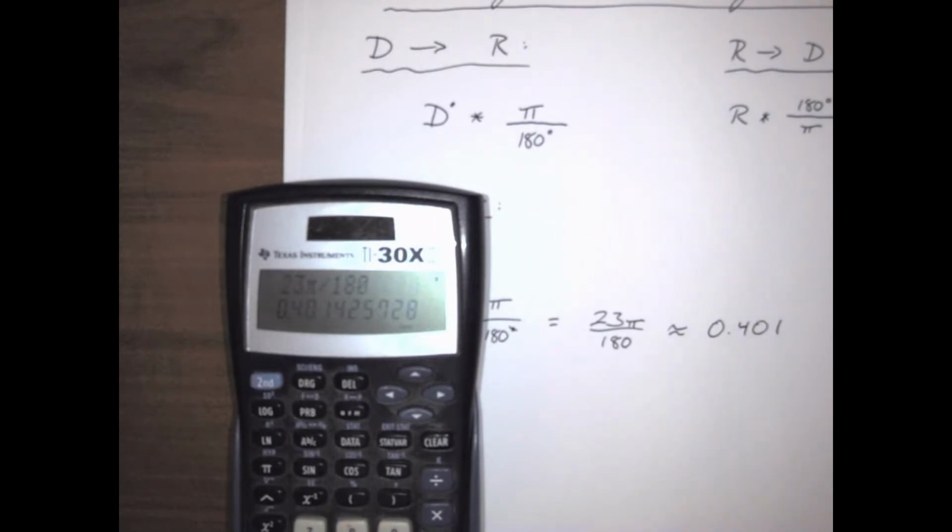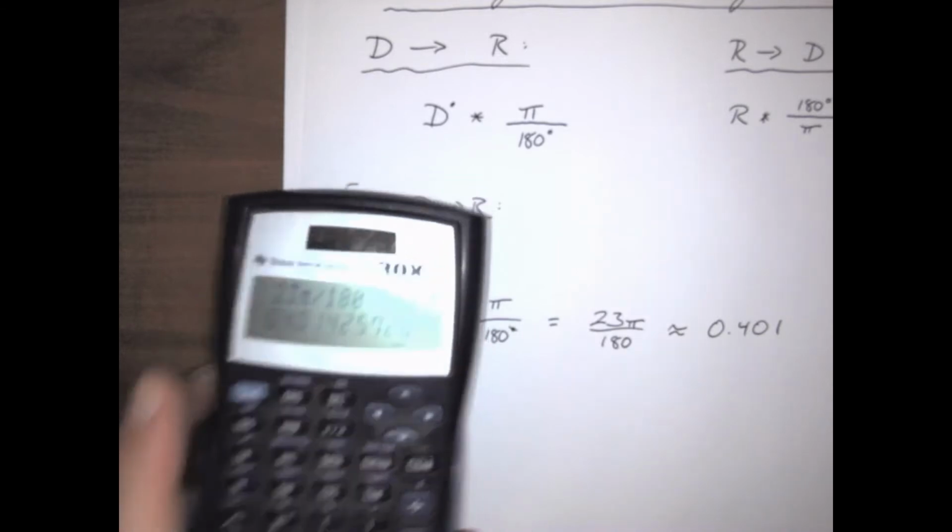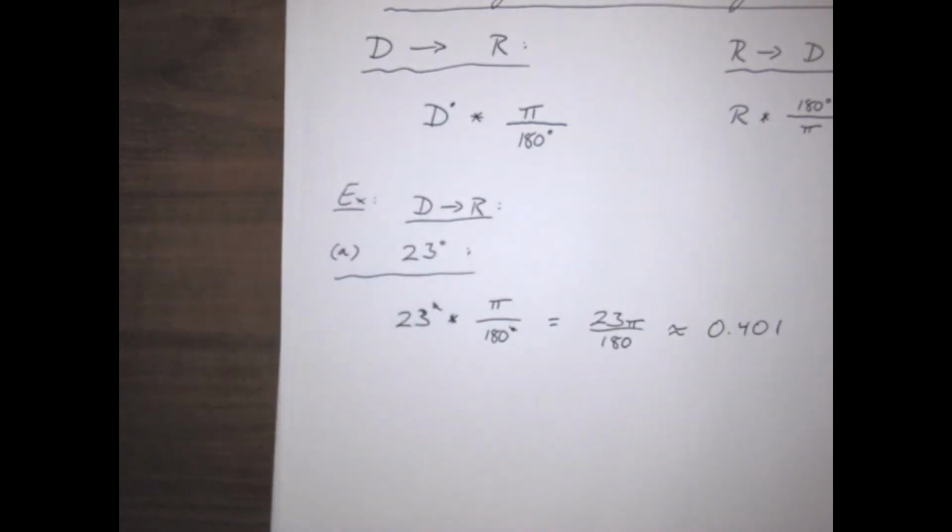All right. So what this means is, if you trace out an angle of 23 degrees, then you will have gone 0.4 of a radius. So you'll have gone 4/10 of a radius in walking 23 degrees around a circle.